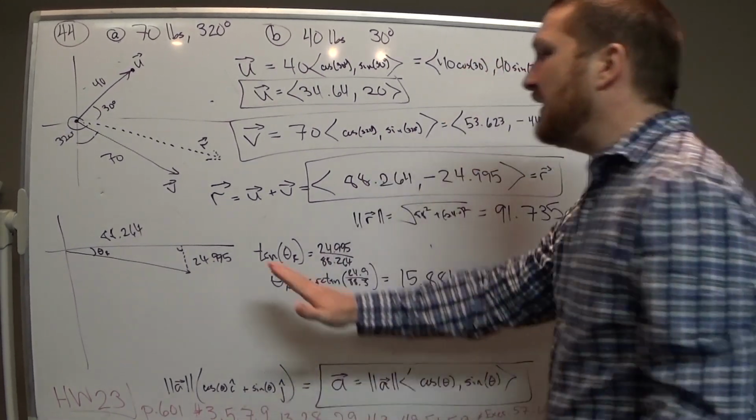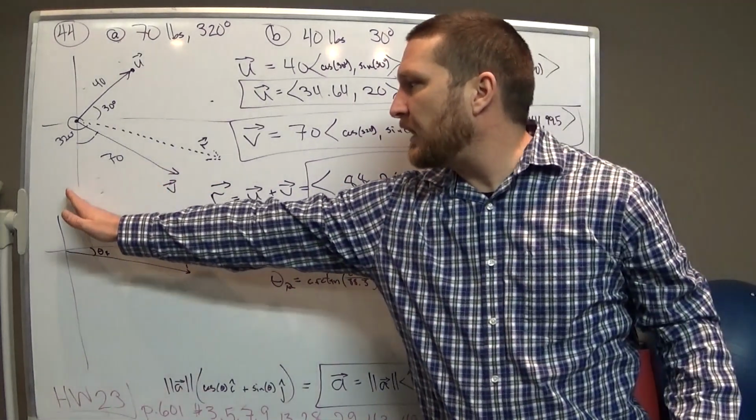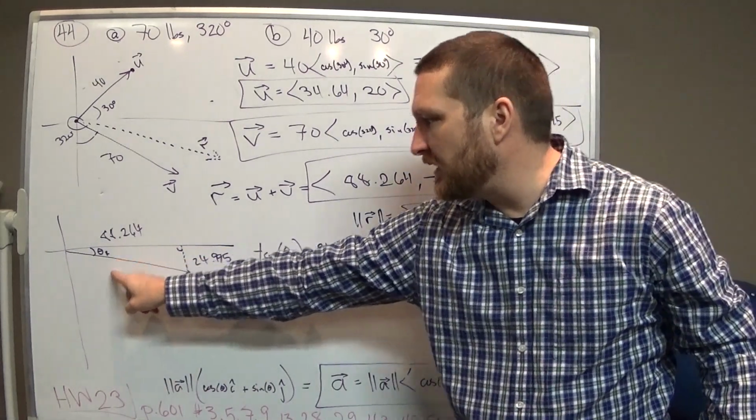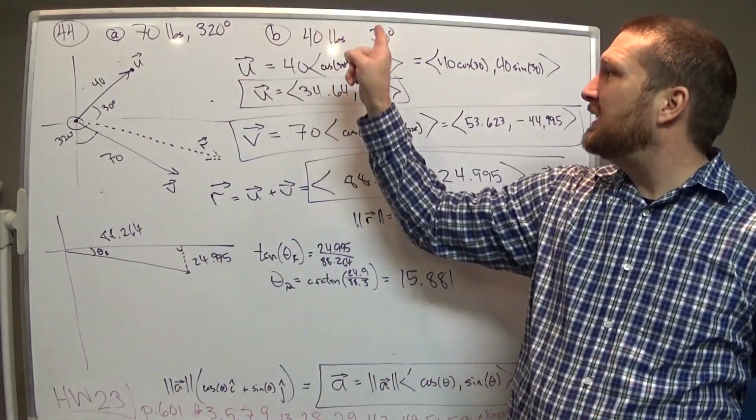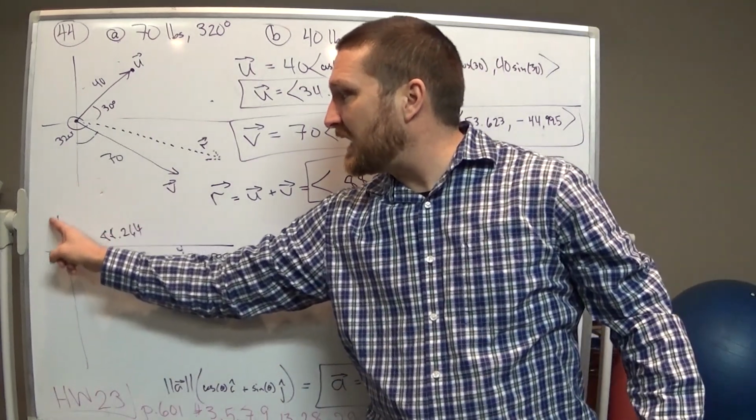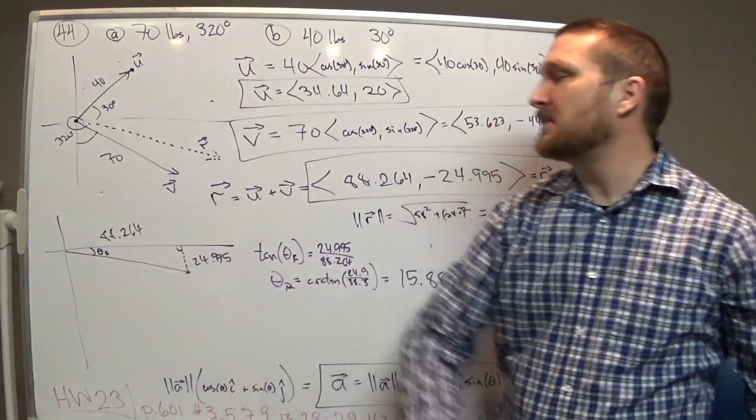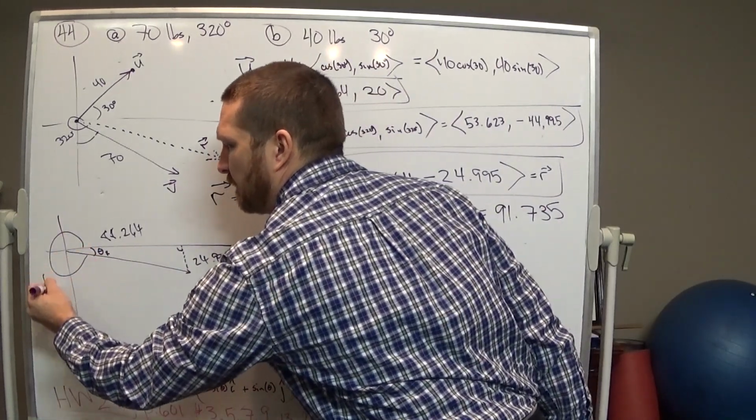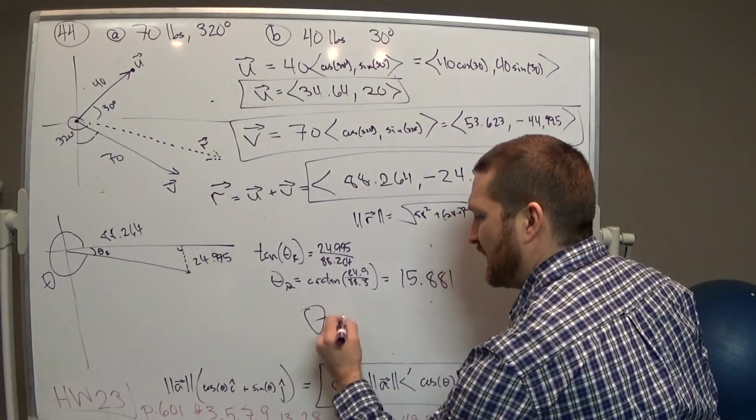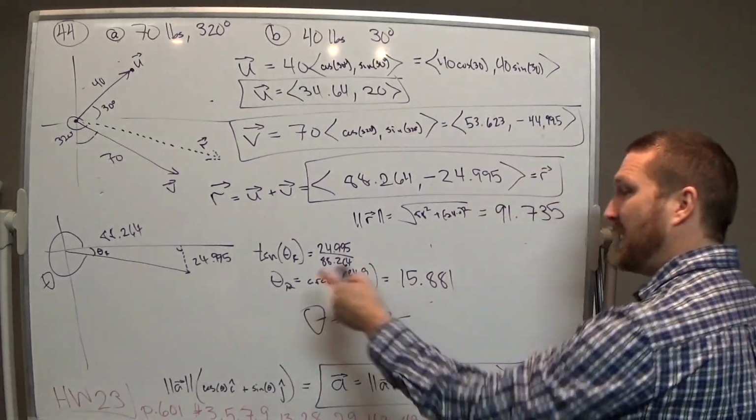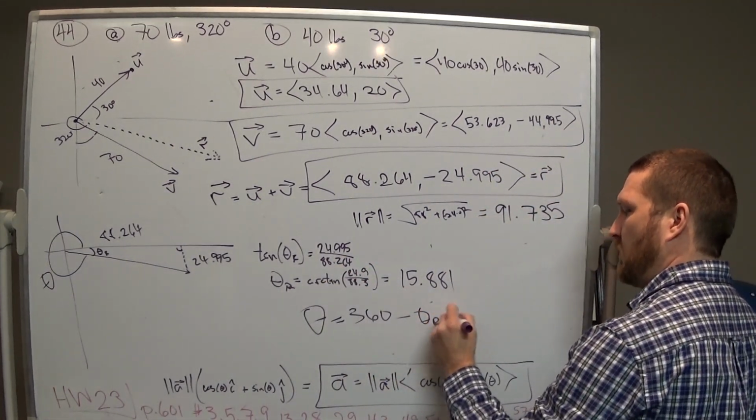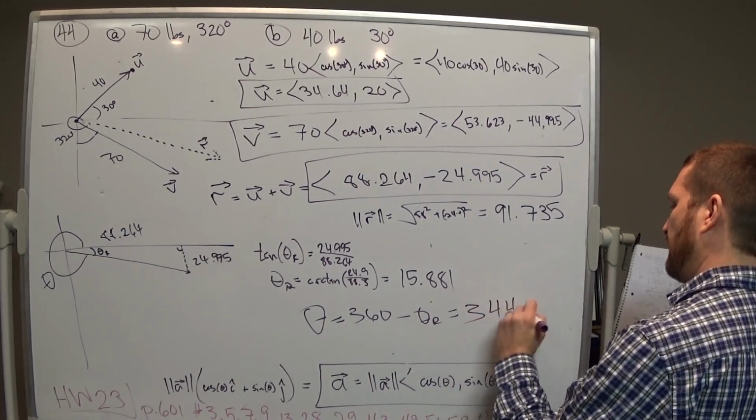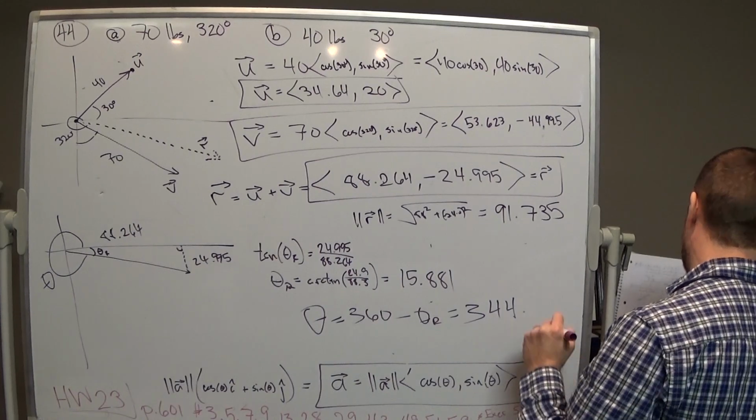But let's look at how this was given. If it were given in terms of south by however many degrees east, then I would want to find what this is. But since these were given as measured from the x-axis, I want to do the same thing. So how do I find our theta? Right, 360 minus. There you go. Theta is 360 minus theta sub r, which works out to 344.186.